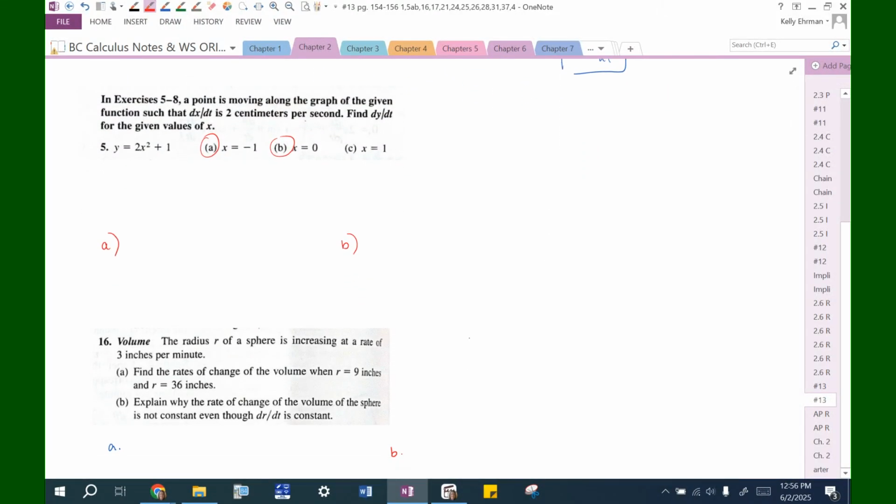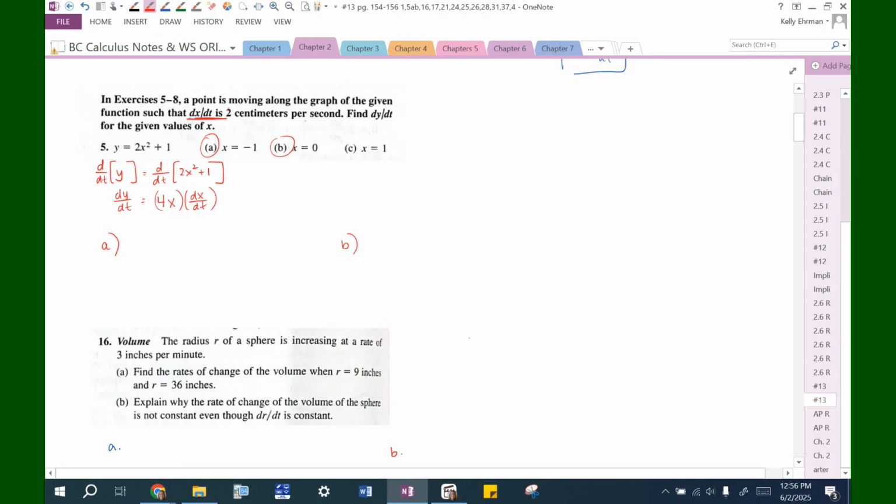For number 5, we're doing A and B. A point is moving along the graph of the given function such that dx/dt is 2 centimeters per second. Find dy/dt at the given values of x. So we have this equation for y. We're going to take the derivative with respect to t of both sides of the equation. And I keep writing this out just because I think it's a good habit to get into to tell your brain what you're doing instead of just diving right into the derivative. So this derivative is 1 times dy/dt. The derivative of 2x squared plus 1 is 4x dx/dt. 4x plus 0, technically, dx/dt.